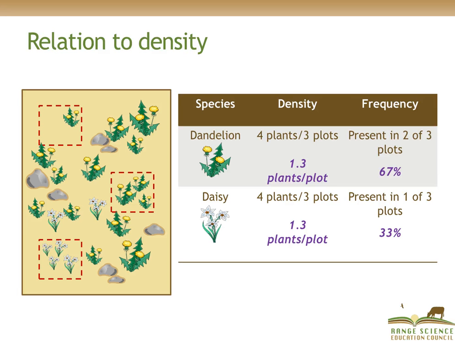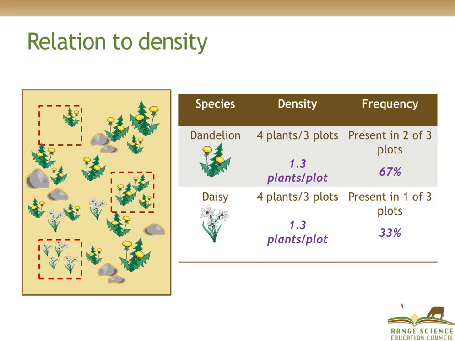The daisy has the same density. There are 4 plants in this plot and none in the other 2, so that still calculates out to 1.3 plants per plot. We can see that the frequency is different because the dandelion is present in 2 of 3 plots for 67% frequency, yet the daisy is found in only 1. It's present in only 1 of the 3 plots for 33%.